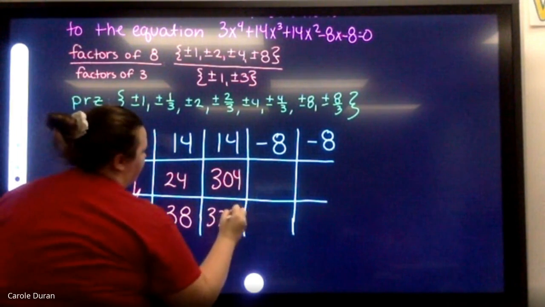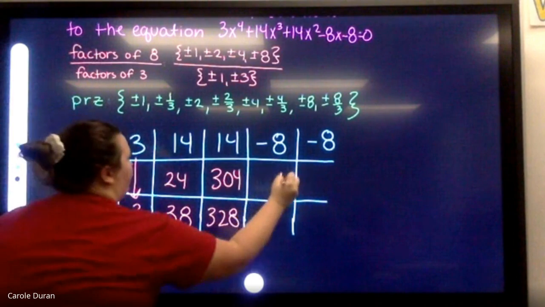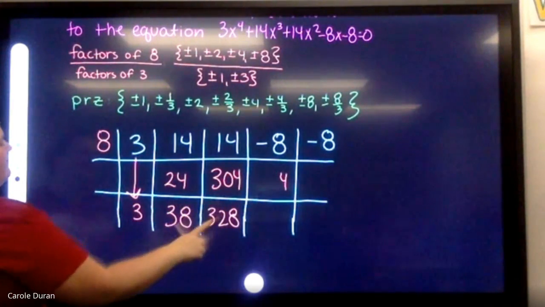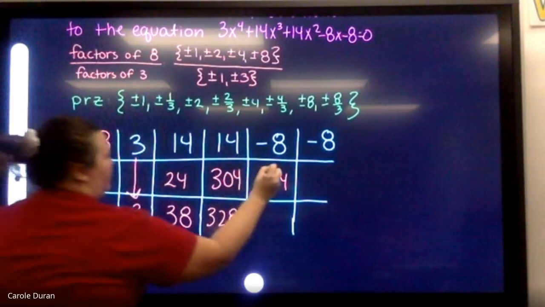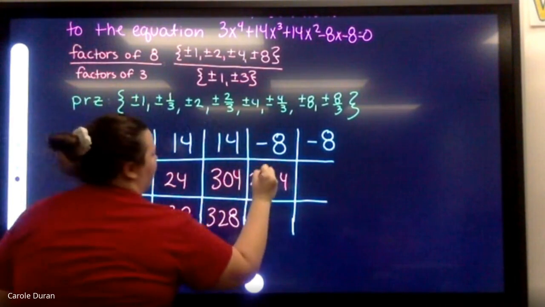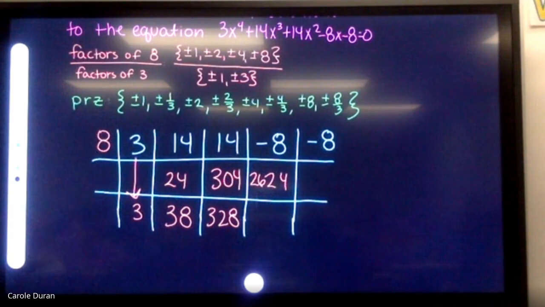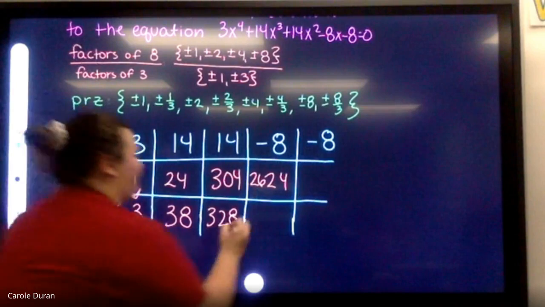Oh my God. Who let me pick this number? Oh my gosh. This is a good one. This is going to turn out to a 0. Negative 8 plus 2,624 gives me 2,616.